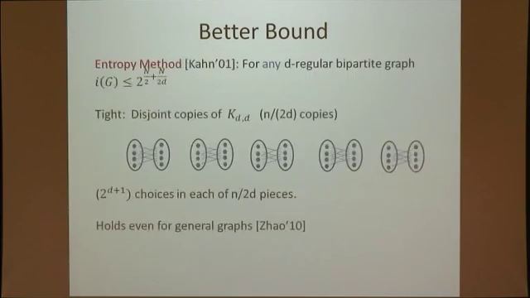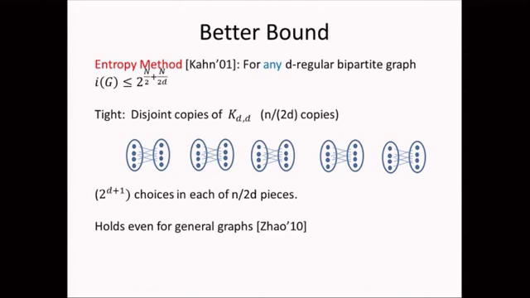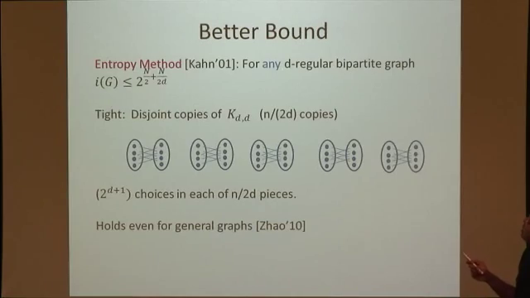And as I said, this kind of phenomenon happens more often. In fact, there is a very interesting result of Jeff Kahn, which says that for any d-regular bipartite graph, not just the hypercube, the number of independent sets is at most 2 to the n over 2 plus n over 2d. So again, this 2 to the n over 2 is the right thing, which morally says that most independent sets come from one piece.